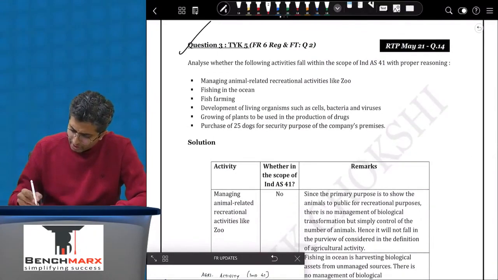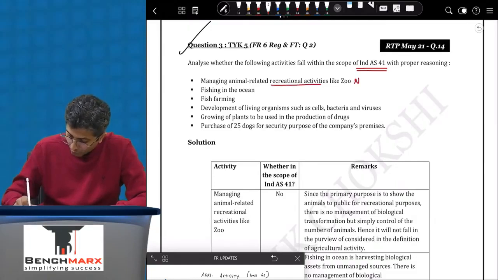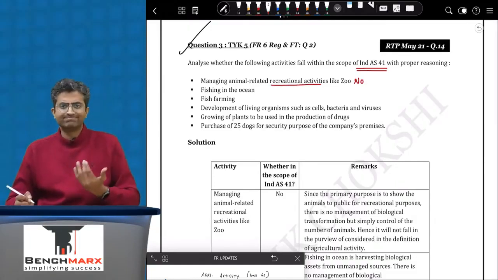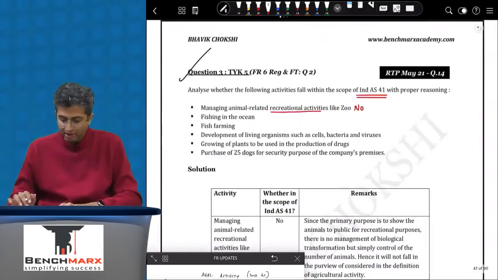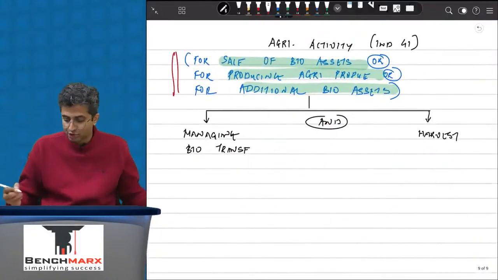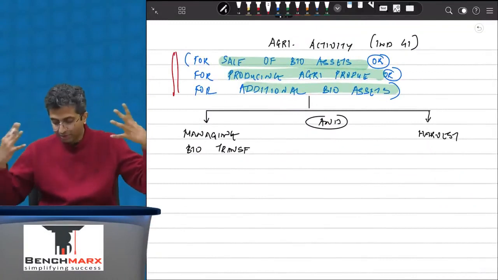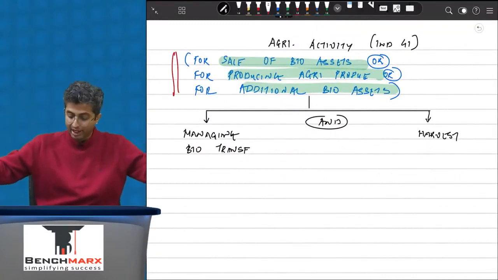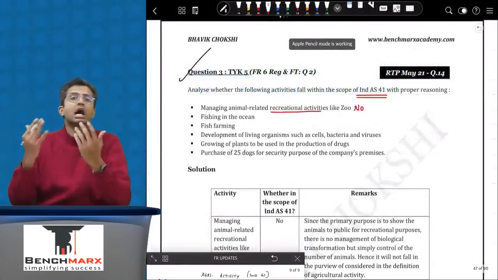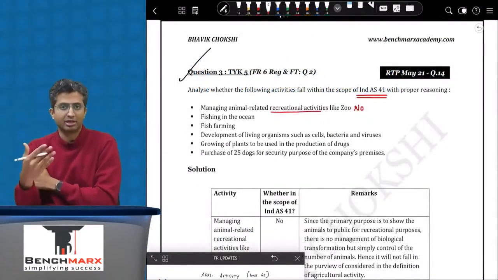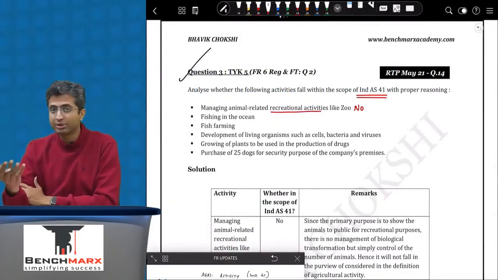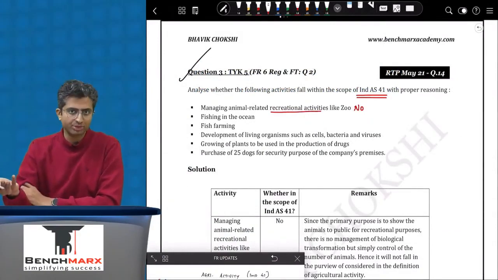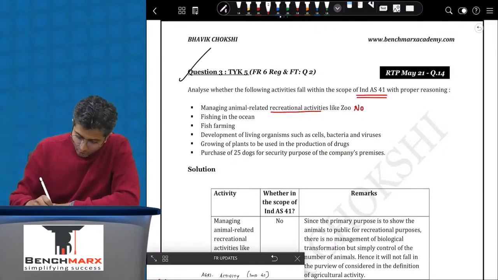Analyze whether the following activities fall within the scope of Ind AS 41 with proper reasoning. Managing animal related recreational activities in a zoo? No. Why? Because you may be managing the biological transformation or harvest, but you're not doing any of these. You're not selling, you're not holding them for the purpose of sale, not for producing any agriculture produce or additional biological asset, though it may be an ancillary feature that sometimes they might reproduce. However, that is not the core objective for which you are holding these. Like in a breeding farm, that is a core objective. So the answer is no.